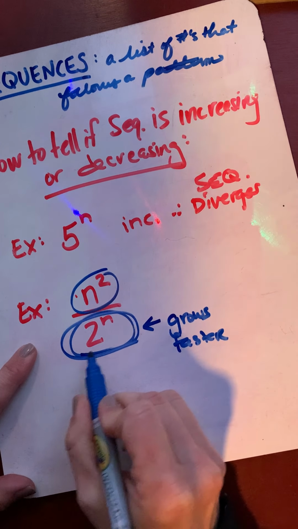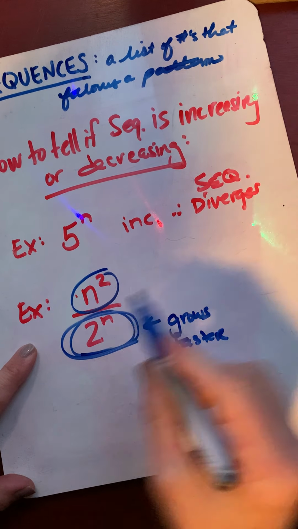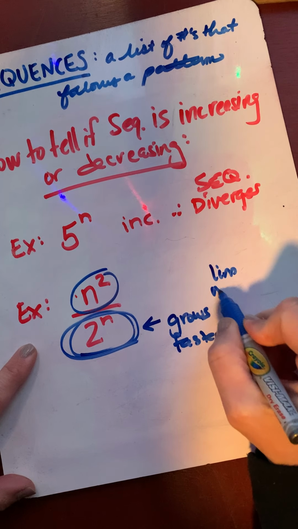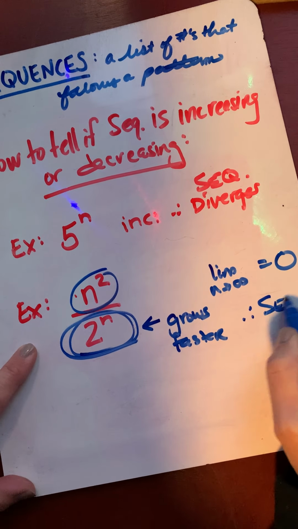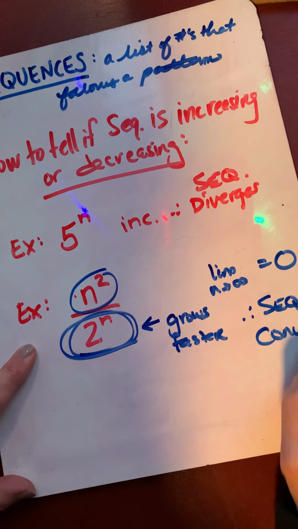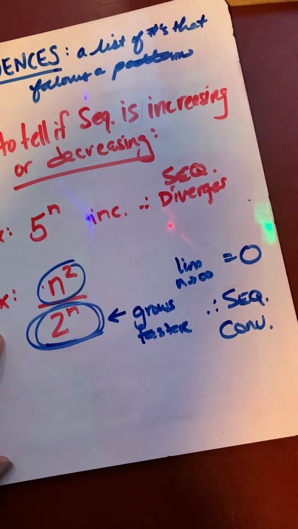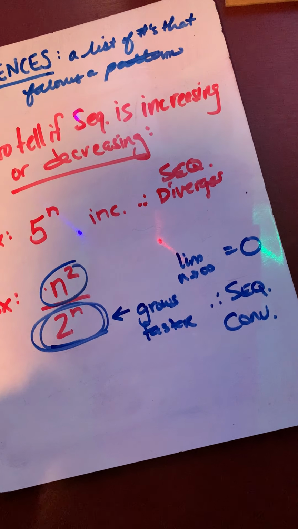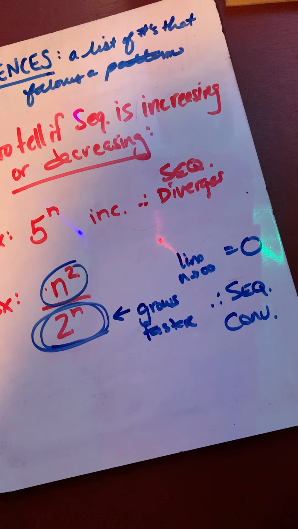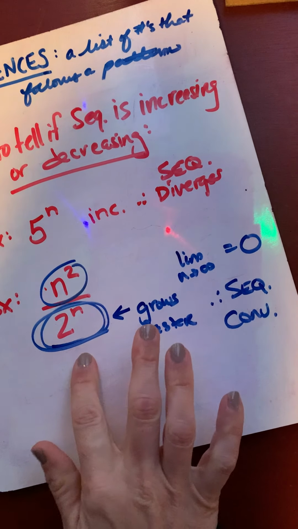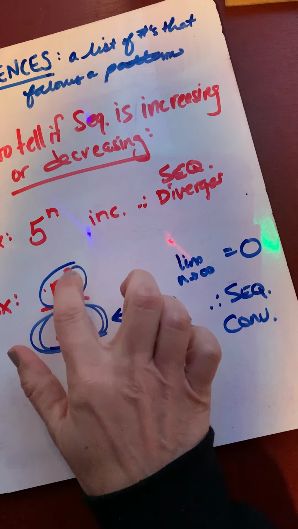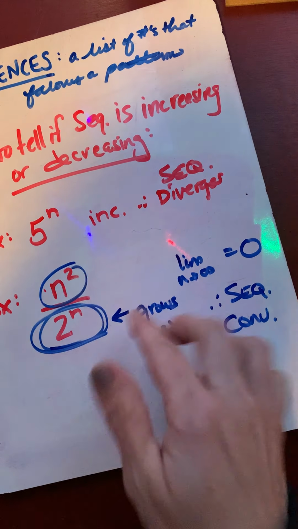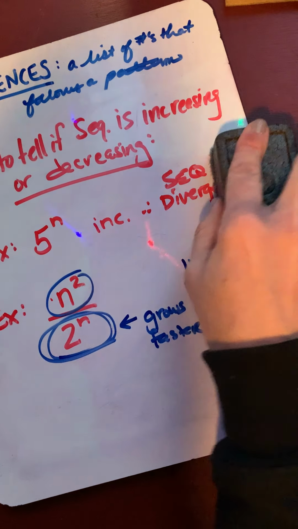Since my bottom is growing way faster than my top, the limit as n approaches infinity for this will be 0. And therefore the sequence will converge. So I need to be constantly asking myself with these sequences, which grows faster, the bottom or the top? If the bottom grows faster, the limit will be 0, the sequence will converge. If the top grows faster, the limit will be infinity and the sequence will diverge.